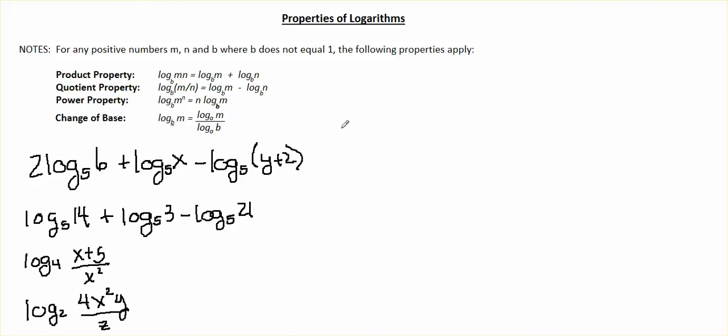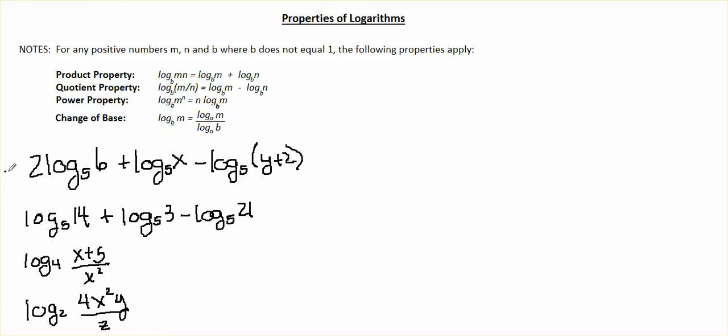In this video, we're going to go ahead and practice using our properties of logarithms, which include our product property, our quotient property, and our power property. We're not going to use the change of base. We did that in the last video. So let's just go ahead and practice. And for the first two examples, I want to take multiple logs and combine them into a single log. So let's work on this first example right here.